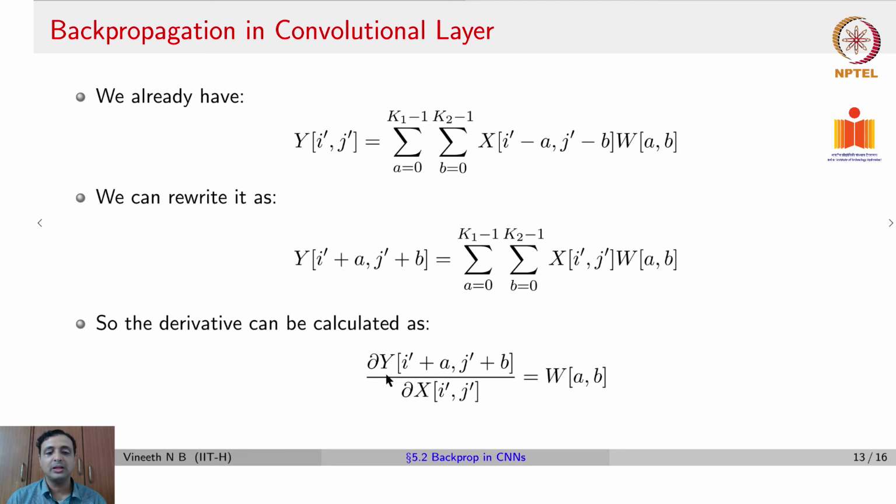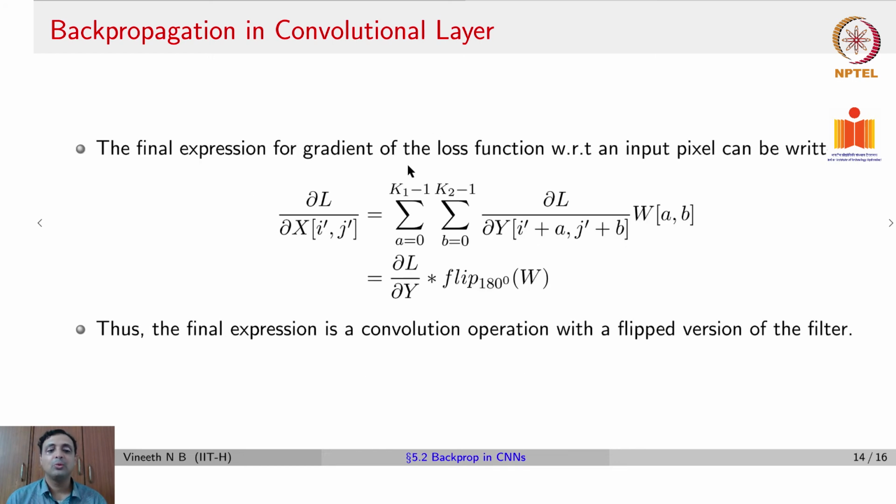So this is the quantity that we have for ∂Y at a particular pixel location with respect to ∂X at i', j'. Let's now plug this back. We have ∂L/∂X at i', j' to be, for all the pixels in the region P, ∂L/∂Y at one of those pixels times W_ab for this choice of a and b. Once again, this becomes interesting.